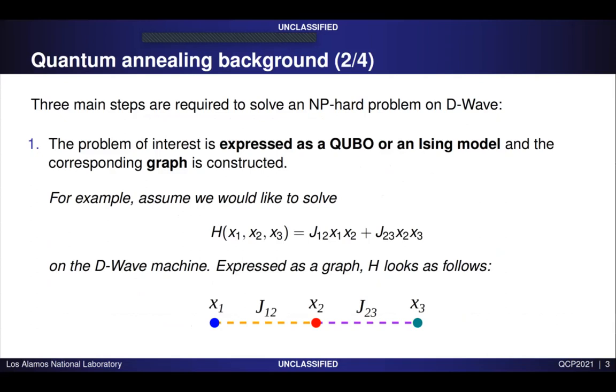The first step in solving a problem on the D-Wave quantum annealer is to express the problem as an Ising. As an example, consider this very simple Ising involving 3 logical variables. Isings can be expressed as graphs because Isings have 2 different types of terms, linear terms represented by nodes in the graph, and quadratic terms represented by edges in the graph. In our example, we have 3 vertices, 1 for each variable, and then we have 2 quadratic terms, J12 and J23, which are represented by edges.